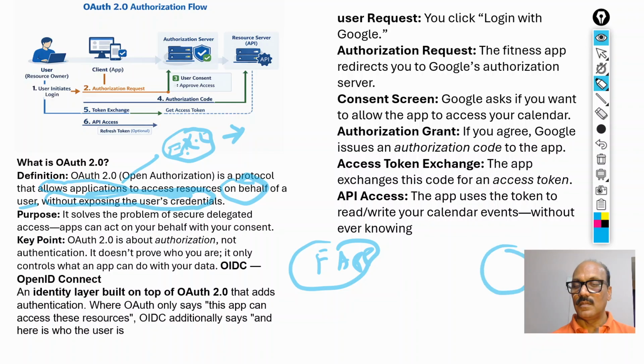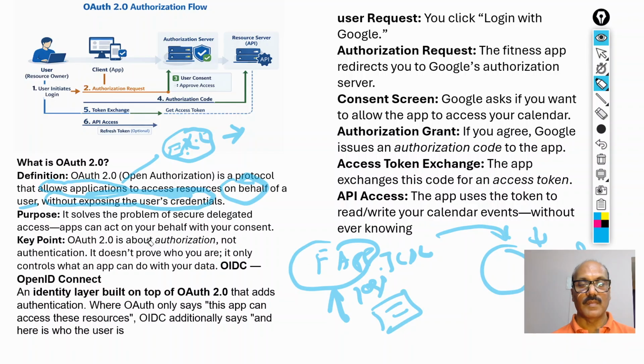Simple. The fitness app is one app. Google Calendar belongs to another app. I open the fitness app, log in with Google. The moment I try to access the calendar of Google, not the fitness app, immediately it pops up log in with Google, I provide the credentials, right? So this is what happens. I provide the credentials in Google, not in the fitness app. In other words, I am not exposing my credentials to the fitness app.